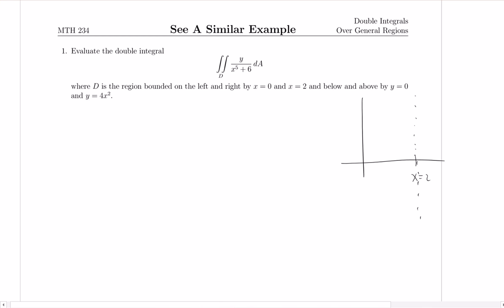And below and above by y equals 0, that's the x-axis, and y equals 4x squared. So that's a parabola. So this is the region that we're looking at. It's underneath this parabola, above the x-axis, and bounded on the right by x equals 2. So this is our region of integration.